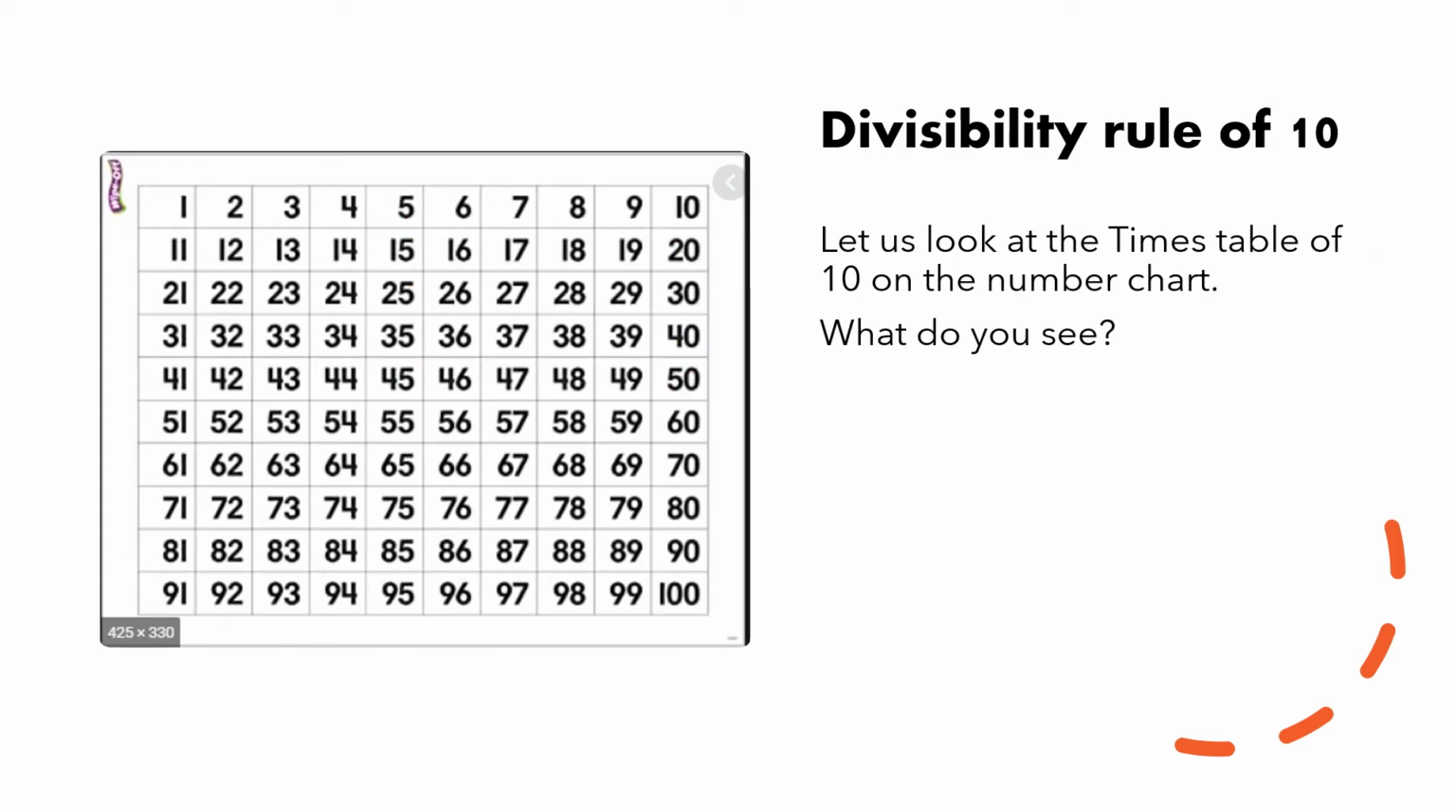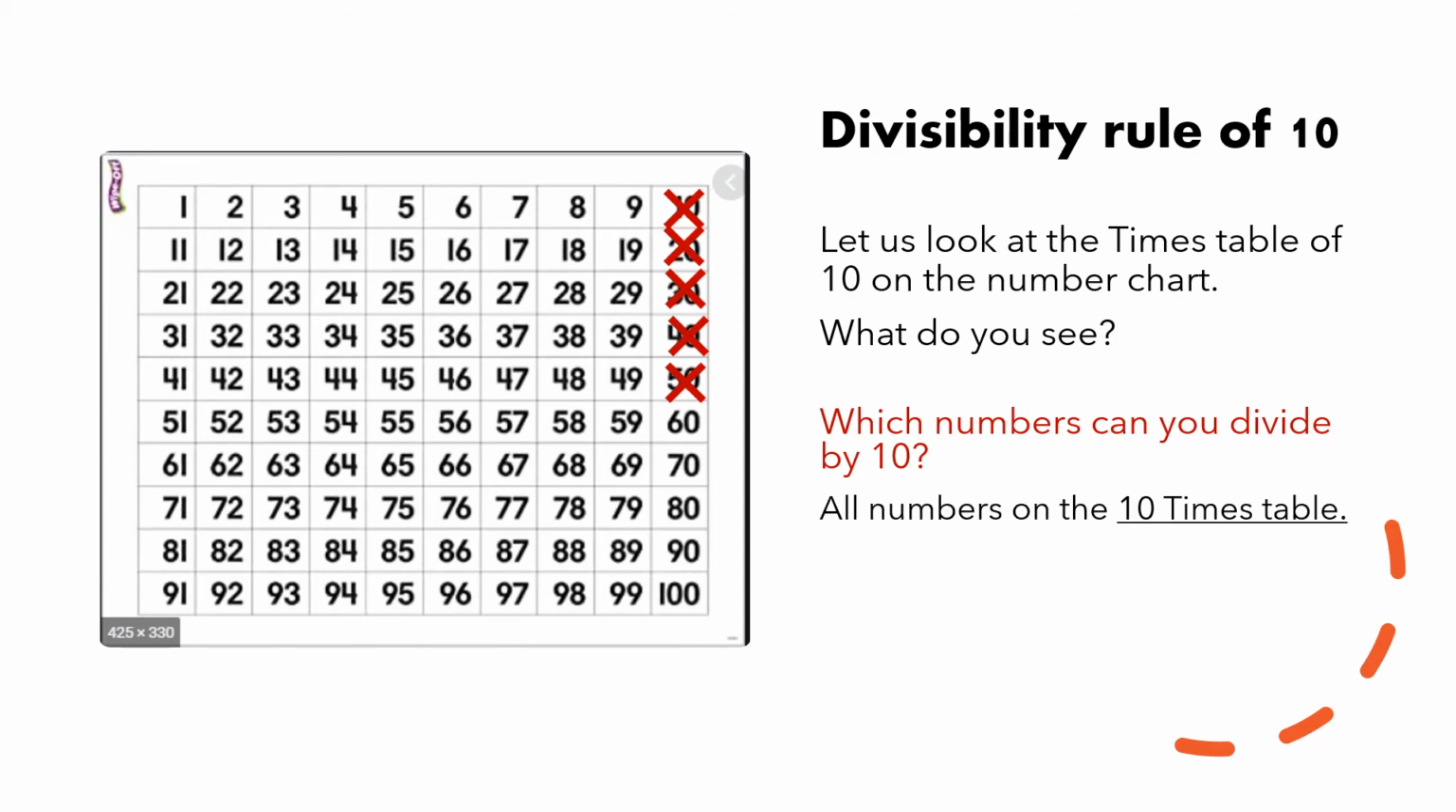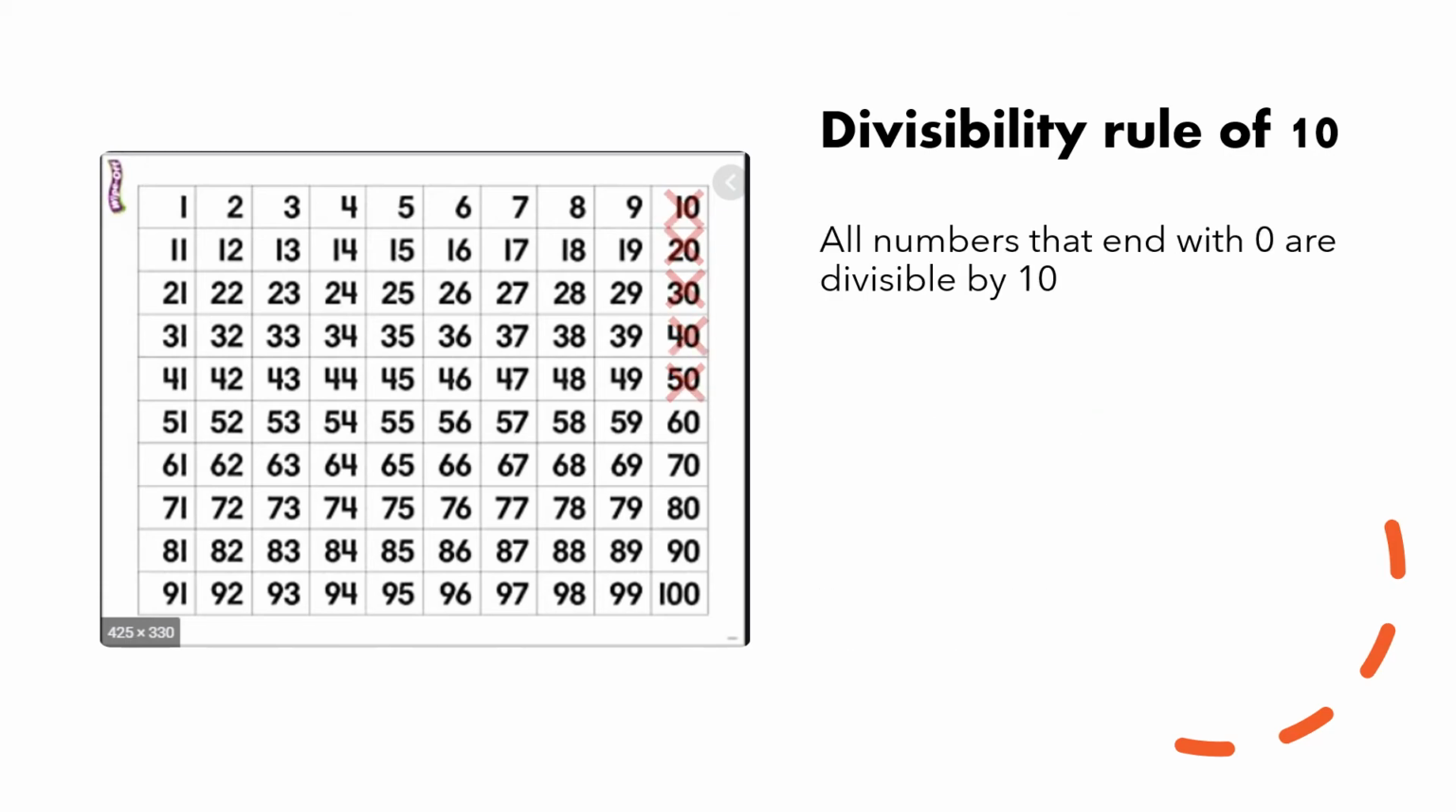Next, we will look at the divisibility rule of 10. Again, we will look at the times table of 10 on the number chart. 10 ones are 10, 10 twos are 20, 10 threes are 30, 10 fours are 40, 10 fives are 50. It goes on. So what do you see here? Which numbers can you divide by 10? Again, all numbers that are on the 10 times table, isn't it? And what is the pattern? So, all numbers that end with 0 are divisible by 10.